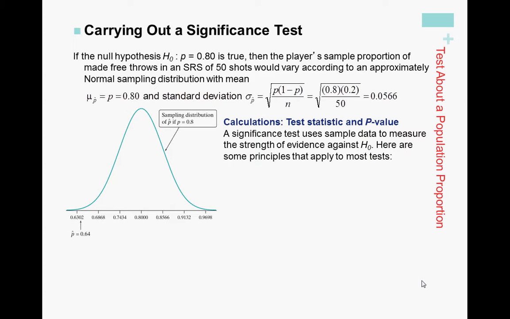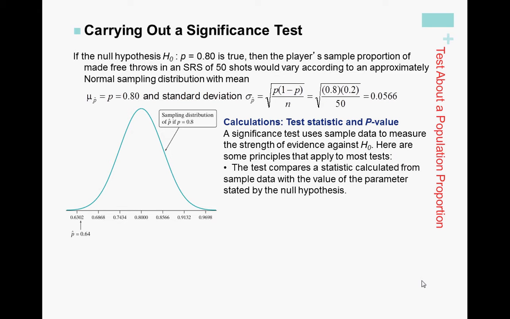And here's what we need to calculate: the test statistic and the p-value. Now, a significance test uses the sample data to measure the strength of evidence against the null hypothesis. So these are some things we have to apply to most of our tests. The test compares a statistic calculated from sample data with the value of the parameter stated by the null hypothesis. So what you've got to think about is if someone's making a claim and you're testing that claim against some sample or some experiment that we run to get data.